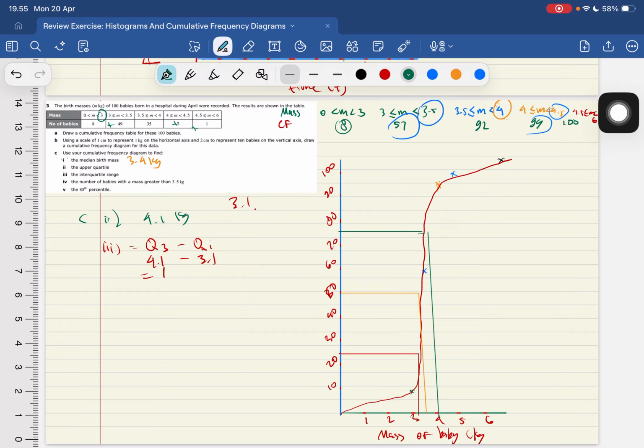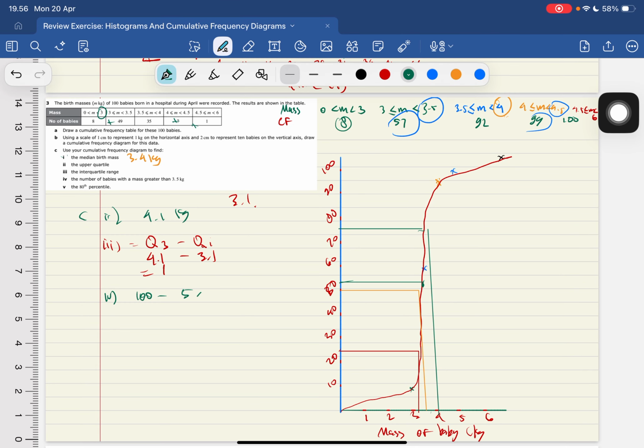Next, for the number of babies with mass greater than 3.5. Okay, we mark 3.5 here, 54. Yeah, from here. So 100 minus 54. So it's going to be 46.